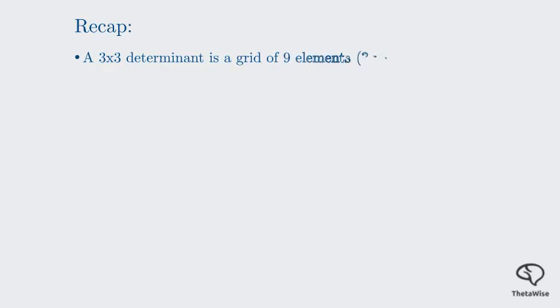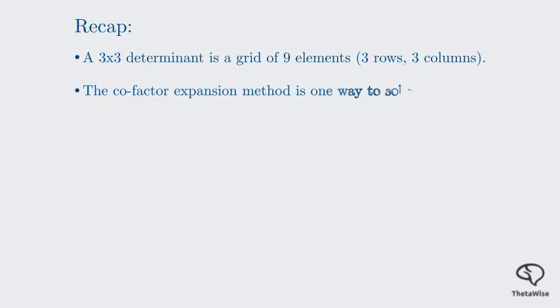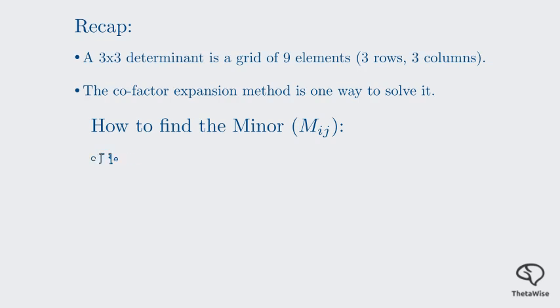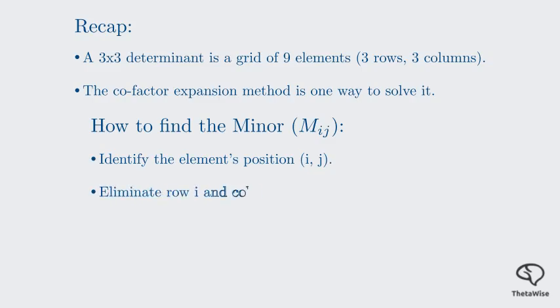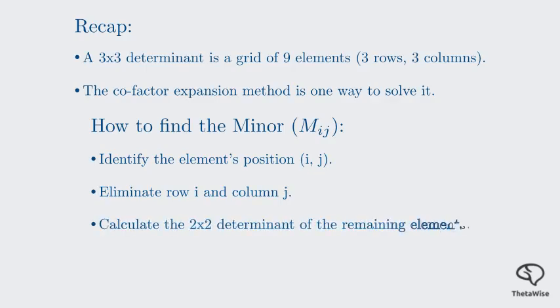Let's quickly recap what we've learned. We learned that a third-order determinant is a 3 by 3 grid of 9 elements. We also discussed that the cofactor expansion method is one way to solve it, and it relies on understanding minors and cofactors. The most important skill we covered today is finding the minor of an element. The process is to first identify the element's position, then mentally delete its row and column to form a smaller 2 by 2 determinant. Finally, you calculate the value of that 2 by 2 determinant. This value is the minor.